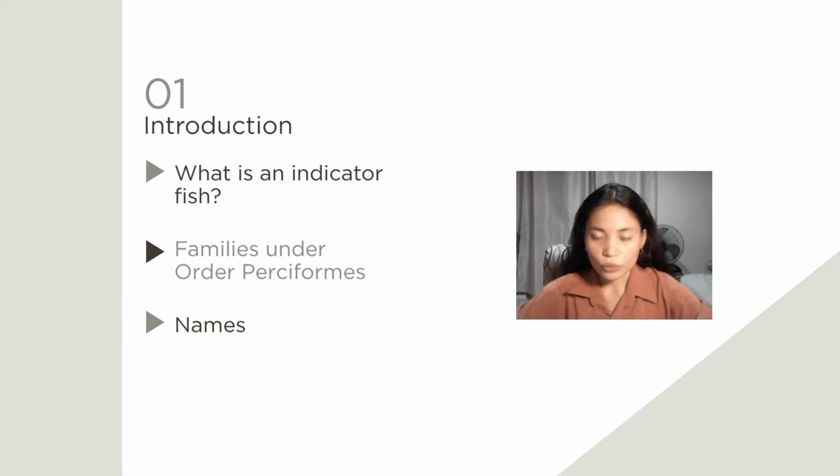To start, we will first find out what an indicator fish is, what families fall under the category, along with their names. Names such as common names, local names, and Greek origin of their names.